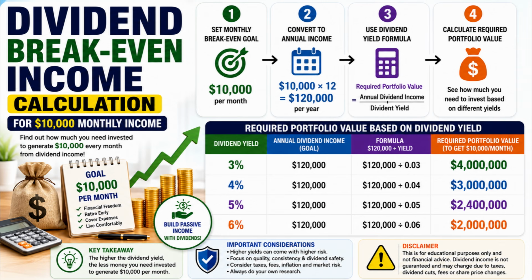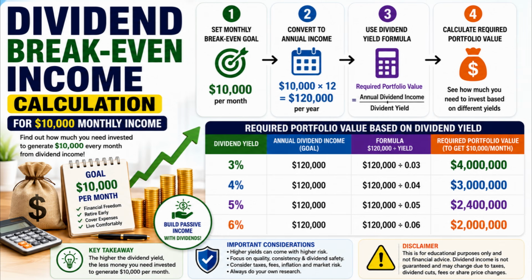Therefore, the main takeaway is clear. The higher the dividend yield, the less capital may be needed to generate the same monthly dividend income. However, higher yields can also come with higher risk, so investors should be careful and should not focus only on the biggest yield number. On the other hand, lower yield investments may require a larger portfolio, but they may sometimes offer more stability, stronger dividend history, or better long-term reliability.